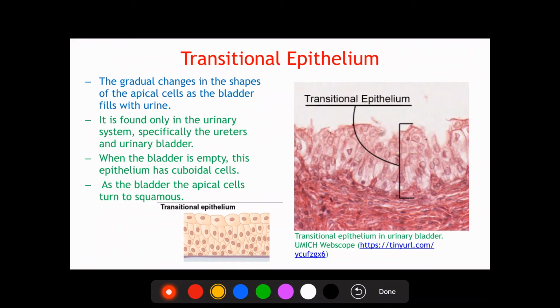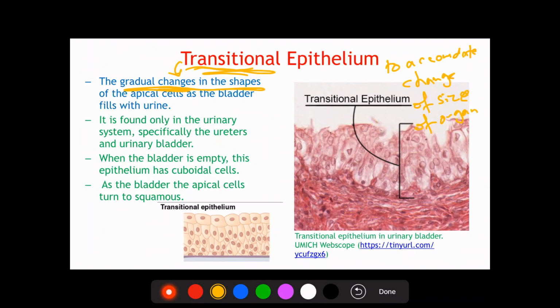Another example of epithelial cells is something called transitional epithelium. And transitional epithelium is a very unique type of epithelial cells. Why? Because they can change their shape. Transitional epithelia can change shape, especially the apical layer of cells. Why do they need to change their shape? To accommodate the change of size of the organ.